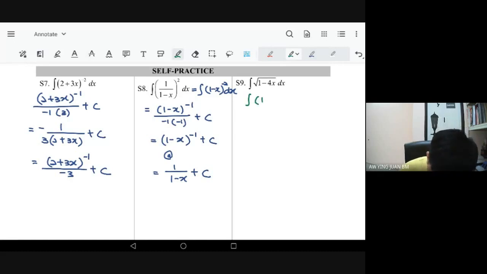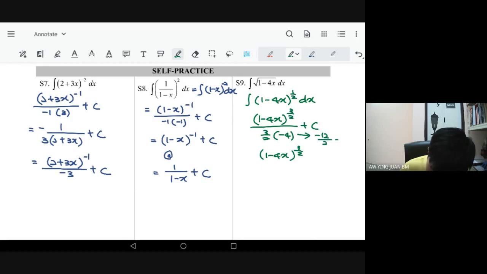Integrate 1 minus 4x to the power of 1/2 dx. Yeah? So, 1 minus 4x to the power of 3/2. Kita ada 3/2, -4, plus with the c. Akhirnya, 1 minus 4x to the power of 3/2. Then kita ada -12. So in here we have -12/2, which is equals to -6. So makna dia over -6 plus with the c. So ini untuk jawapan saya lah untuk bahagian ni.